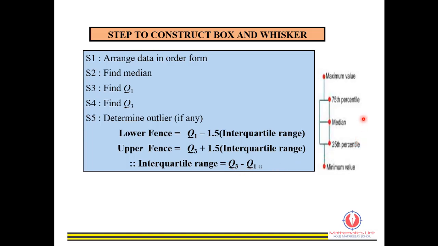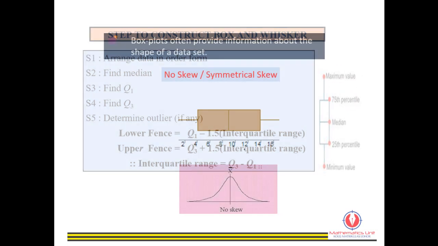So this is the box and whisker diagram. This is the minimum value. This is the first quartile. This is the median. This is the third quartile, and this is the maximum value.